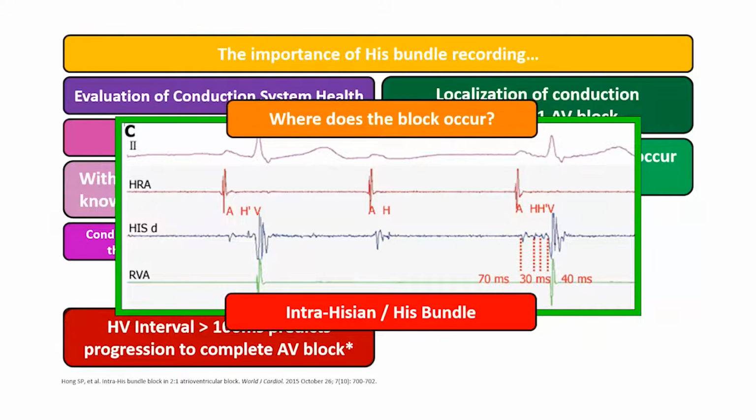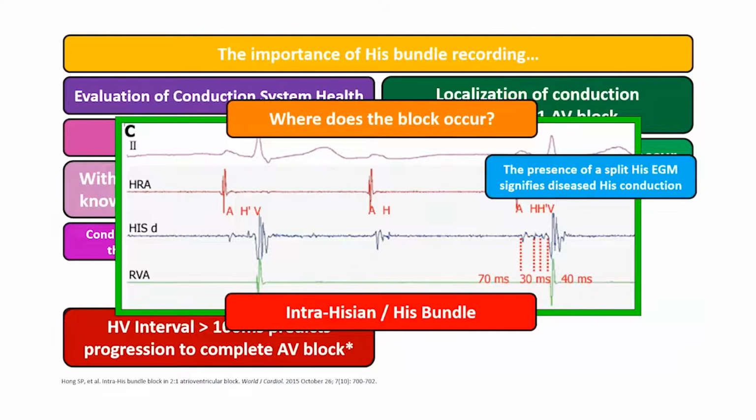And we can see this too. Compare the AH interval in the first beat with the AH interval in the second beat. We go from long to short. And then looking at the third beat, we can actually see both components of the HIS recording. We see 2 H's, an H and an H prime, each representing a different portion of HIS bundle activation. The H for proximal HIS activation and the H prime for distal HIS activation. In our blocked beat, the second beat in the center, we see the AH timing representing block in the proximal HIS bundle.